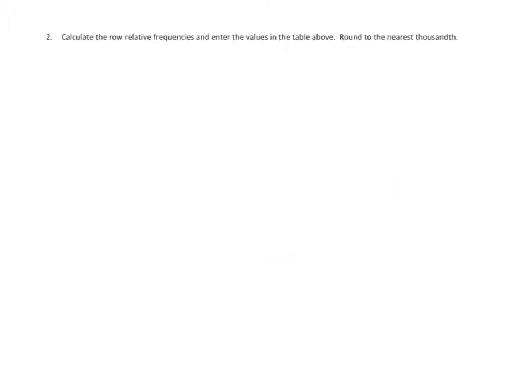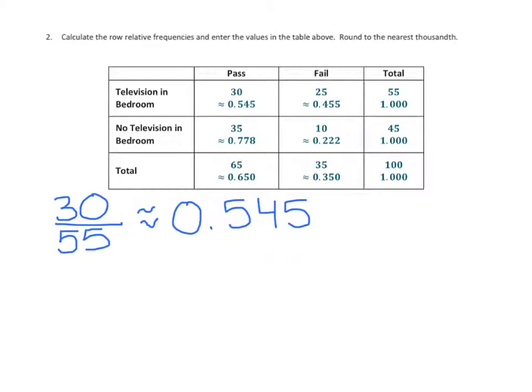Question 2. Calculate the row relative frequencies and enter the values in the table above. Round to the nearest thousandth. The completed table is listed below. You can see that the row relative frequency for students who have a television in their bedroom and passed their math test is 30 divided by 55, which gives me approximately 0.545.